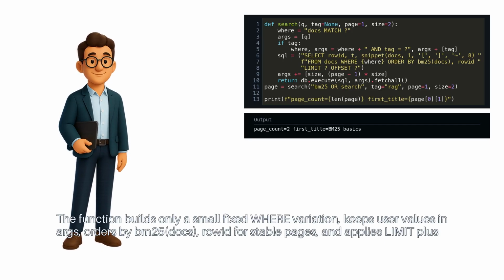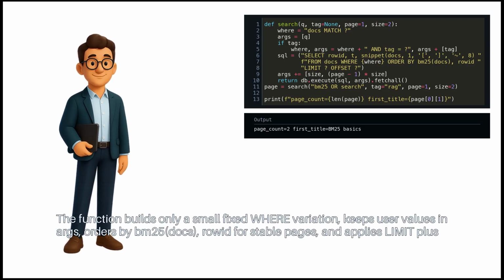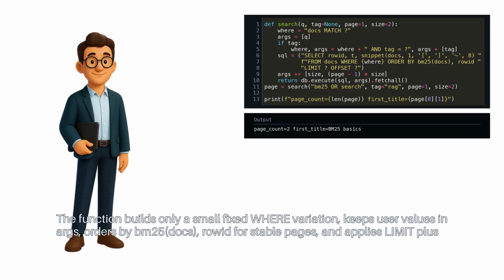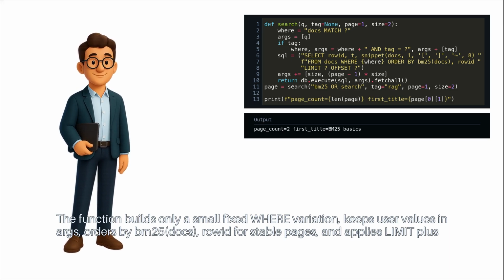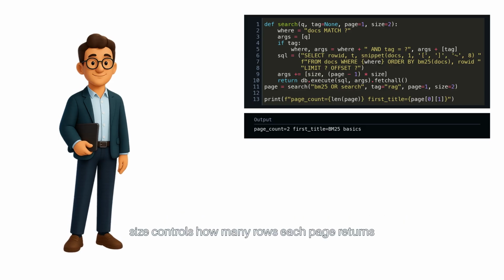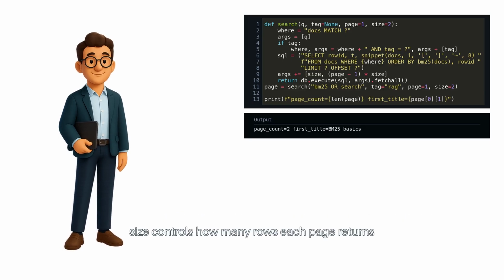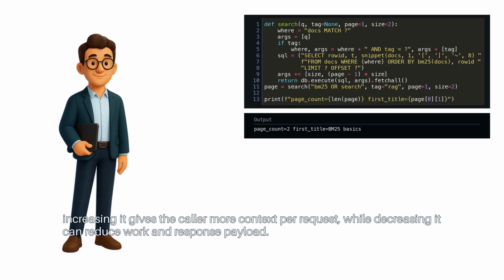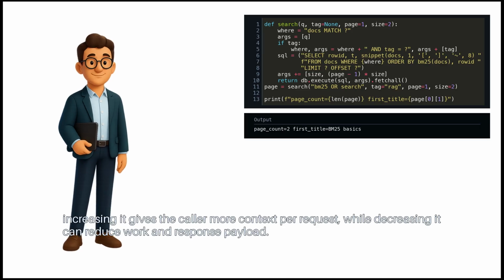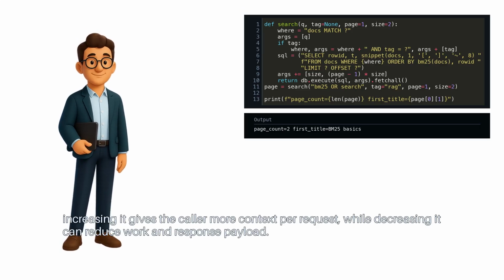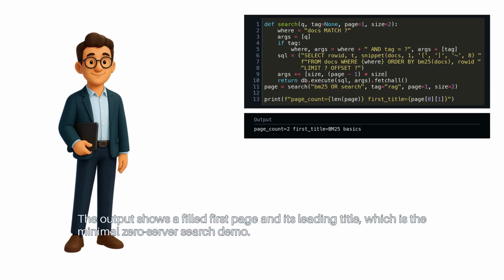The function builds only a small fixed WHERE variation, keeps user values in args, orders by bm25(docs), rowid for stable pages, and applies LIMIT plus OFFSET. Size controls how many rows each page returns. Increasing it gives the caller more context per request, while decreasing it can reduce work and response payload. The output shows a filled first page and its leading title, which is the minimal zero-server search demo.